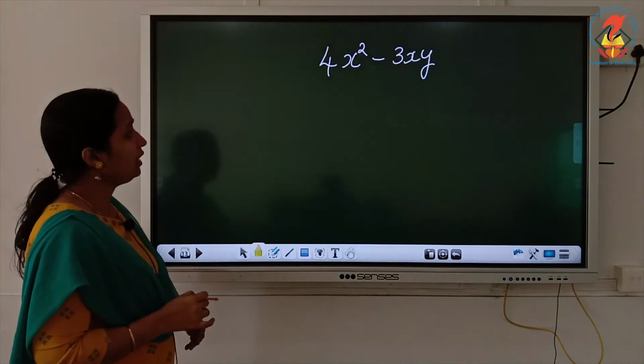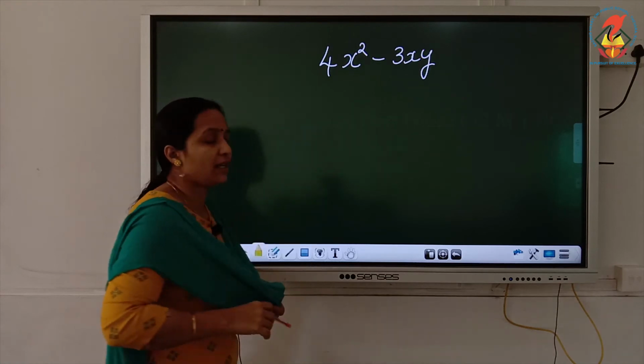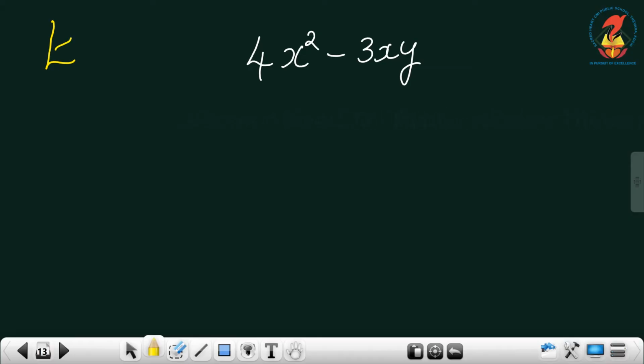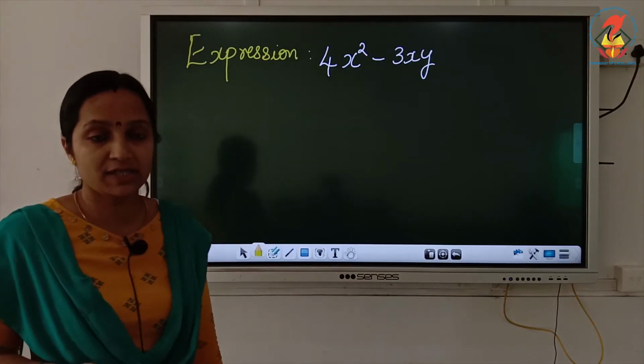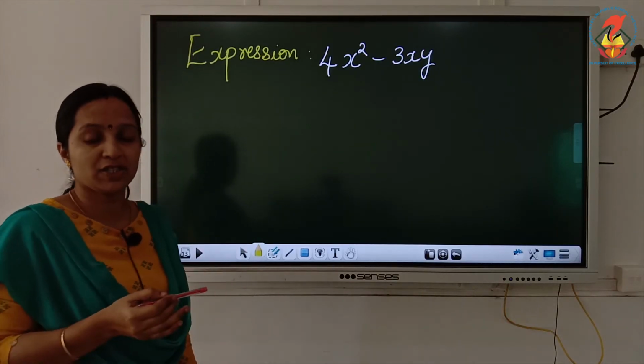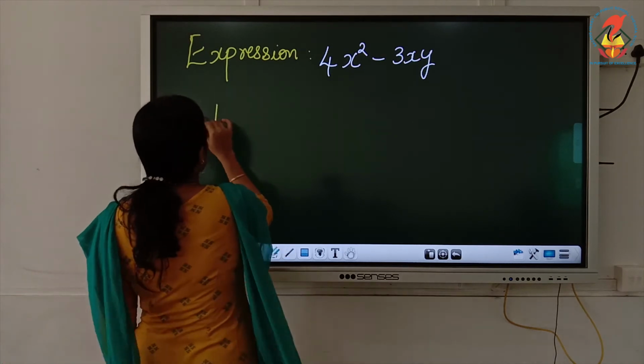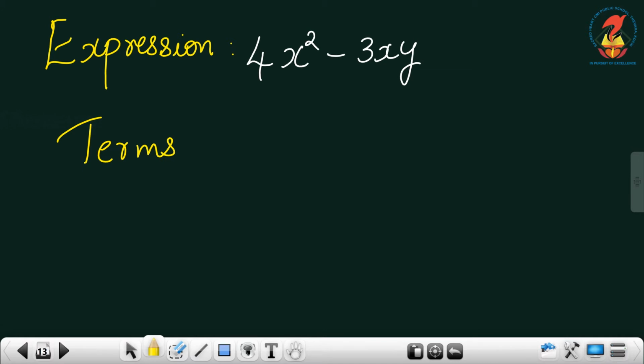Okay. Now, 4x square minus 3xy. This is an algebraic expression, and we also studied that addition sign and subtraction sign are dividing the expression into different terms and separating terms. So, we will represent terms by using continuous lines.